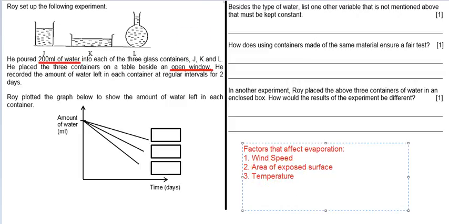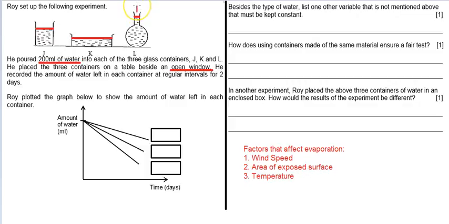Let's look at the number two, area of exposed surface. Alright. Now what do we mean by area of exposed surface? Now this is the part where the air touches the water directly. This is what we call the area of exposed surface. So if we compare the area of exposed surface for J, it's definitely much smaller than the area of exposed surface for K. And L is the smallest area of exposed surface compared to J and K. So the more area of exposed surface of the water to the air, the more evaporation happens.